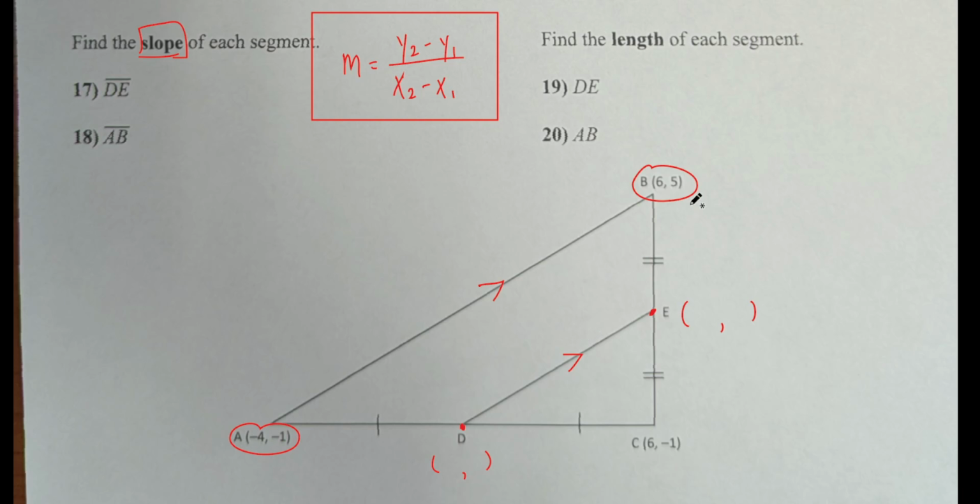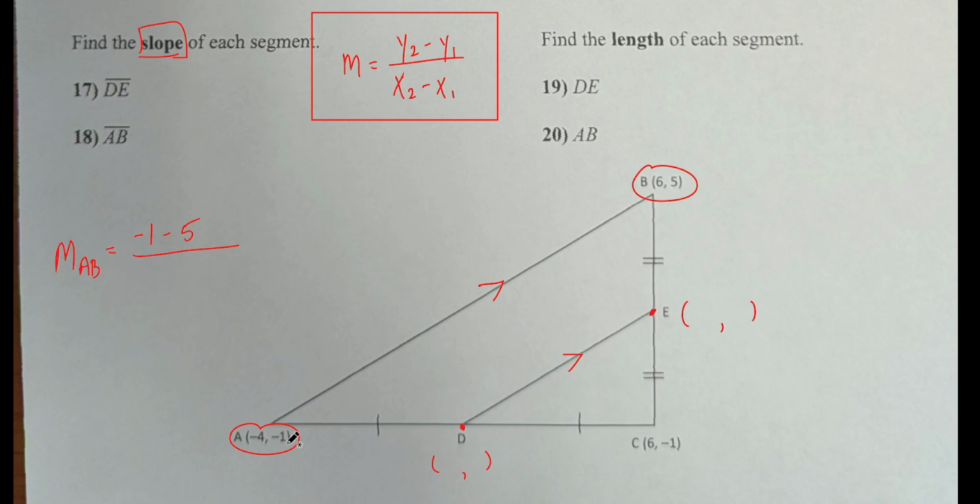Let's find the slope of AB. I'll put slope and a little AB right there so we know which one we're doing. Again, we go y2 minus y1. So which one is my y? It doesn't matter what order you subtract them in, as long as you subtract the y's in the same order as you subtract the x's. So we have -1 minus 5. Good. That's the y's. Let's subtract the x's in the same order.